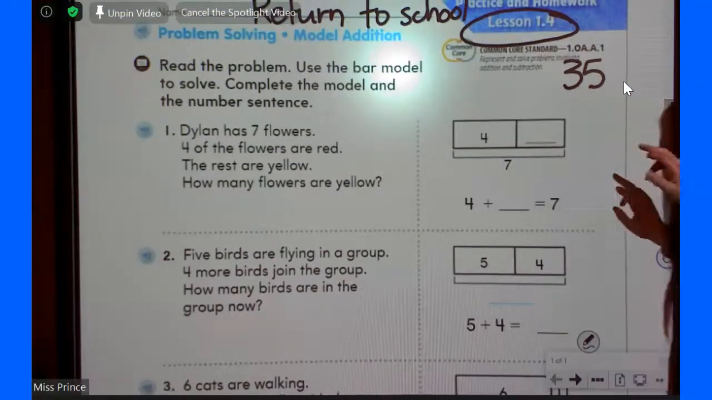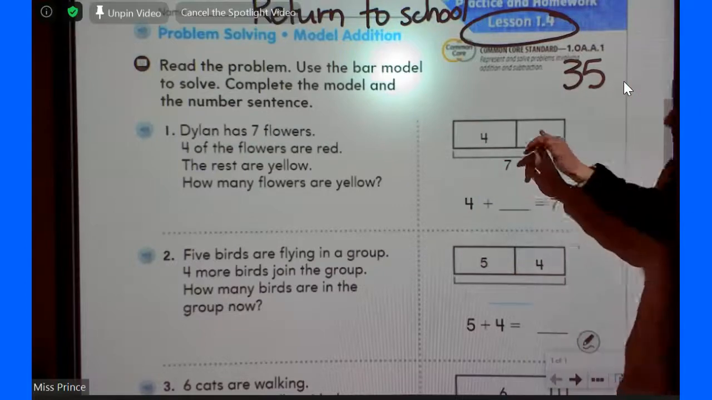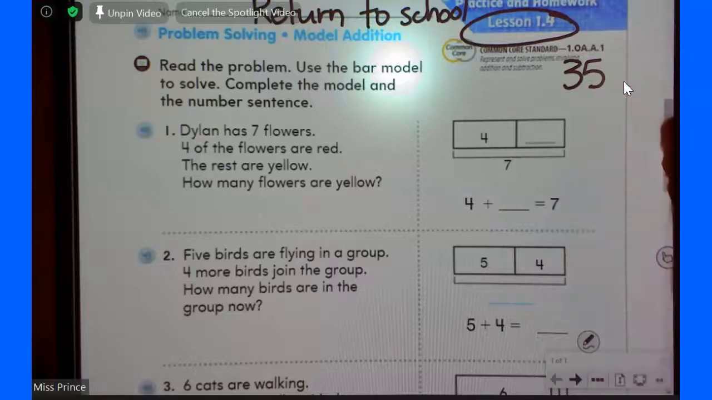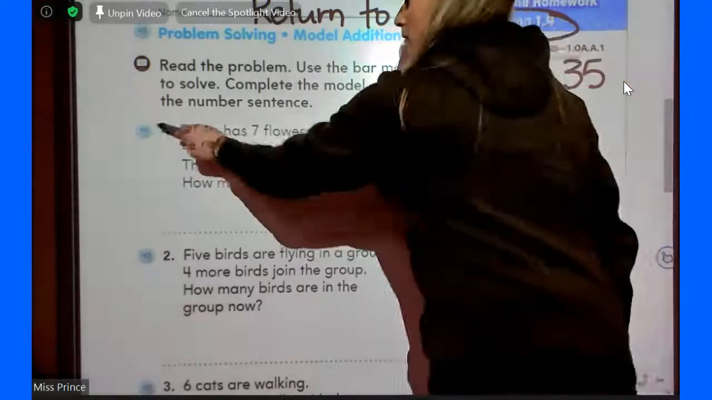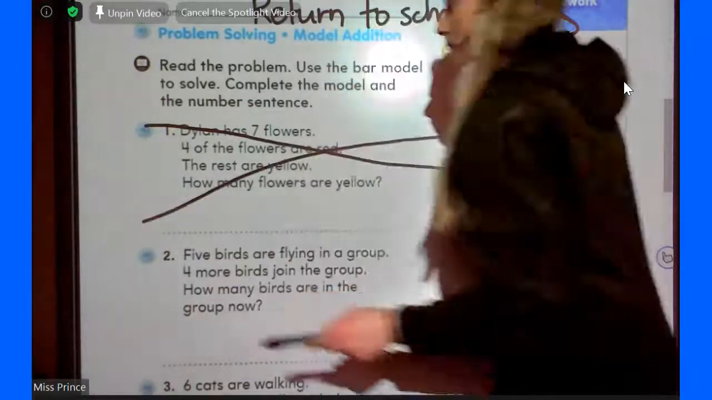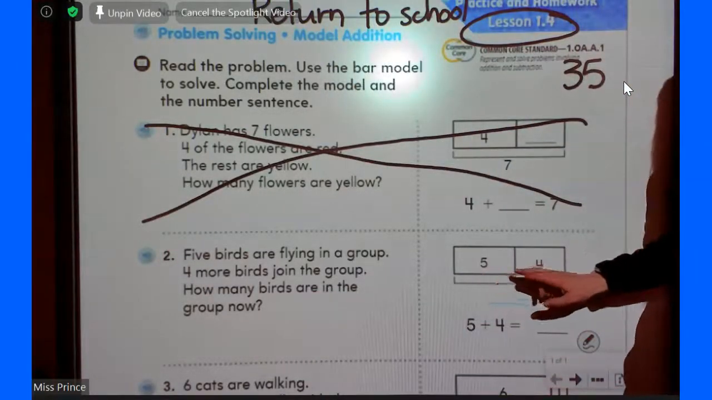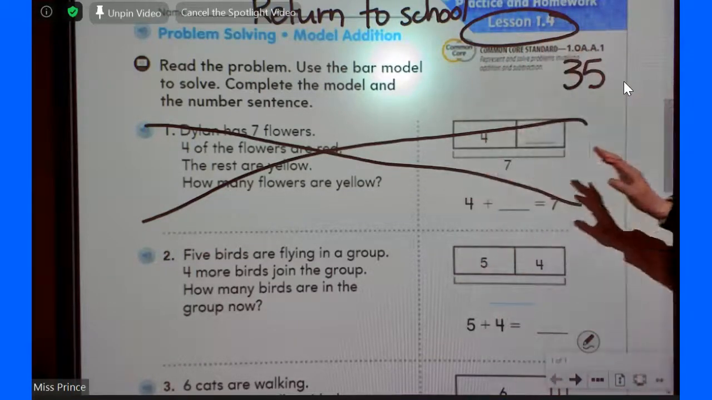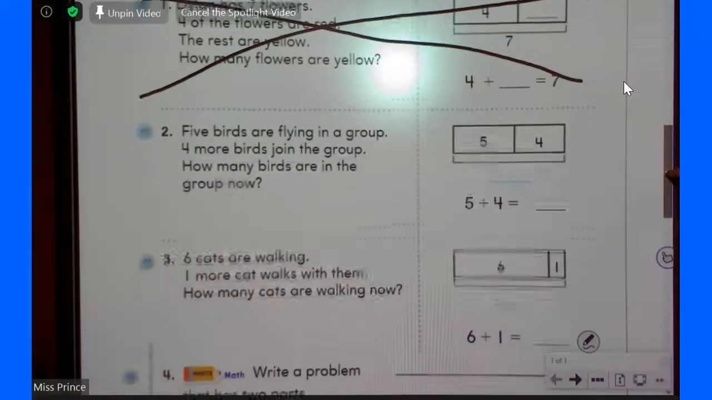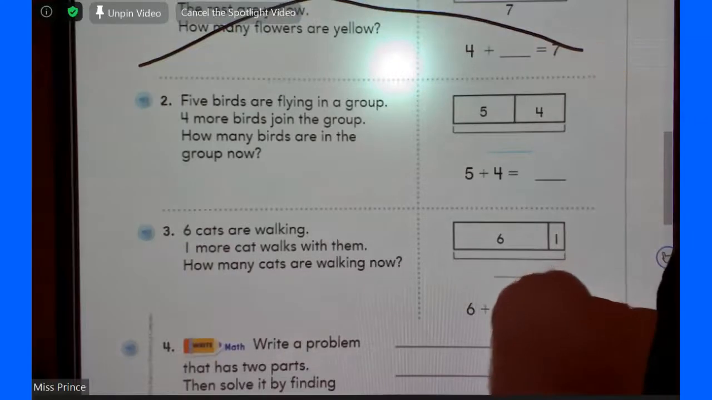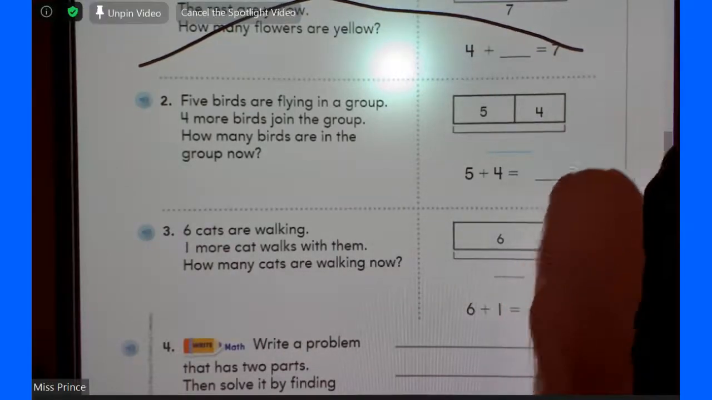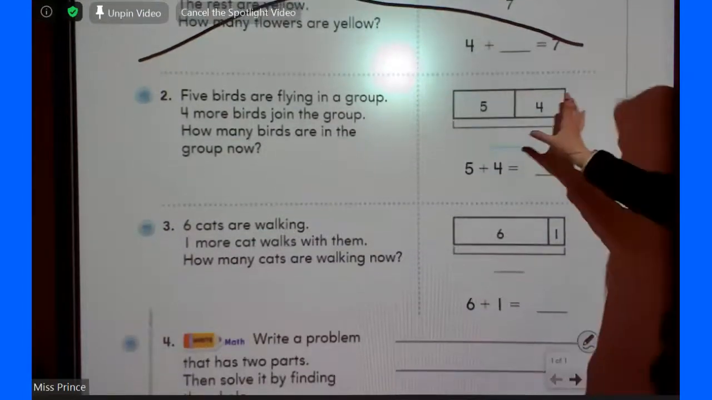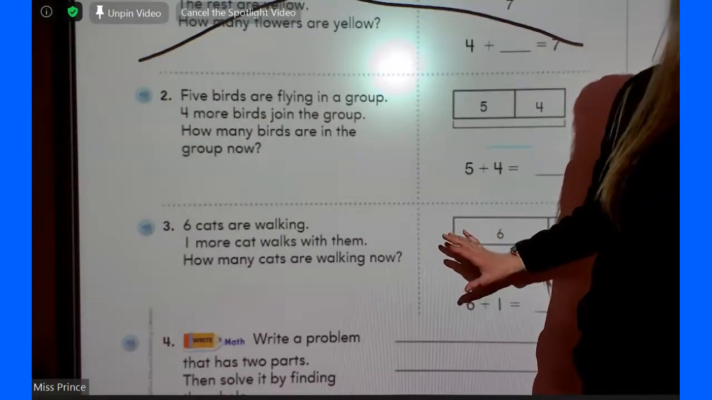This is your homework from yesterday's lesson. Remember, if it has these mystery parts, we are not going to do those quite yet, okay? So this top one here, cross it out. This one has both pieces, so I do want us to do that, because on your test you will have one that looks like this. It will not look like this one. Okay, so we skipped number 1. We are going to do number 2 and number 3.